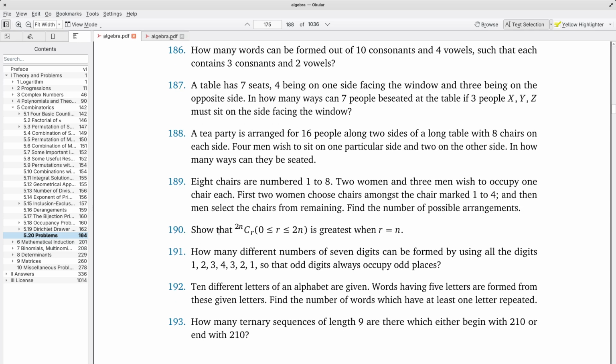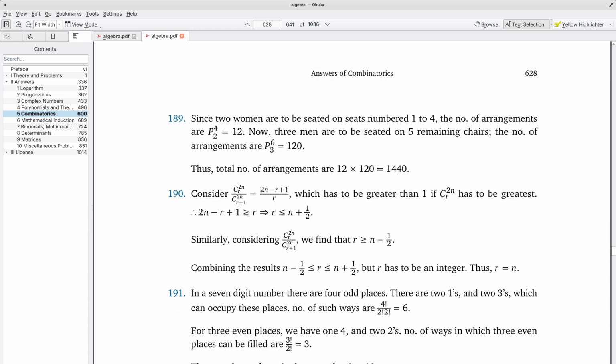Question 190 says that show that 2nCr, where r is less than or equal to 2n, is greatest when r is equal to n. So we consider 2nCr by 2nCr minus 1, which is equal to (2n minus r plus 1) by r, which has to be greater than or equal to 1 if 2nCr has to be greatest. So 2n minus r plus 1 is greater than or equal to r, that means r is less than or equal to (n plus 1) by 2.